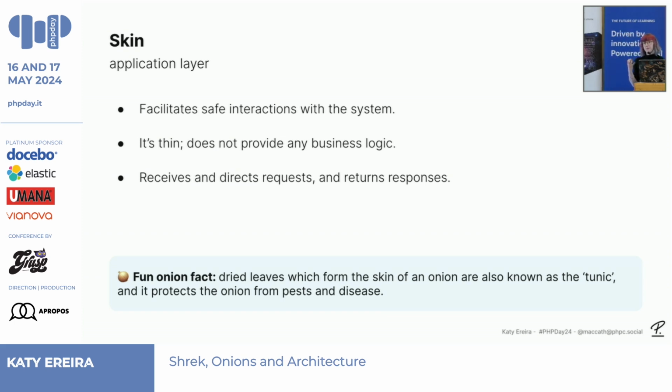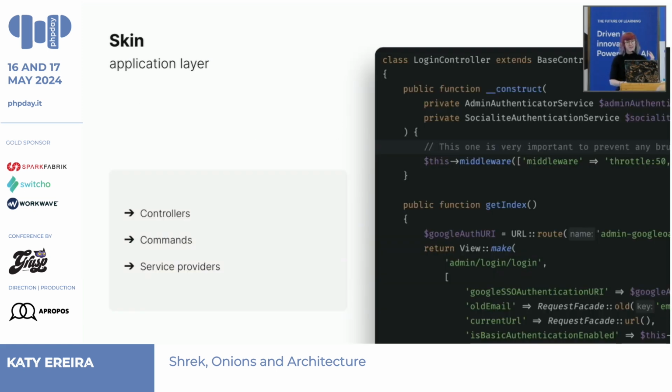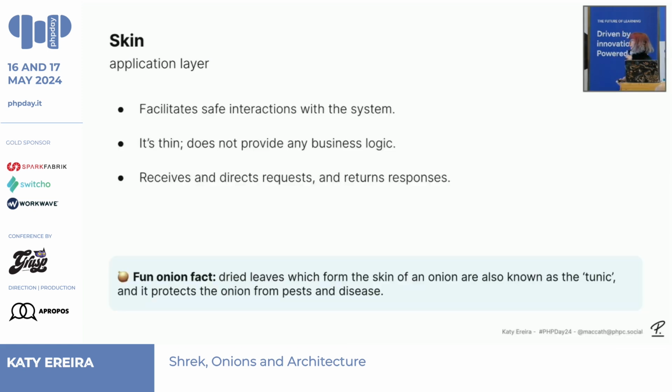The purpose of this layer in an onion plant is to prevent things like diseases and viruses and pests from attacking the nice fleshy internals, the good part of the onion. So this layer would contain things like the orchestration of the access to the internal layers. Oh, and fun onion fact, this is also known as a tunic.